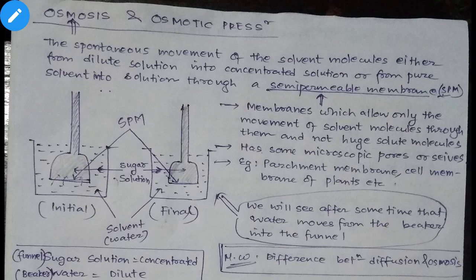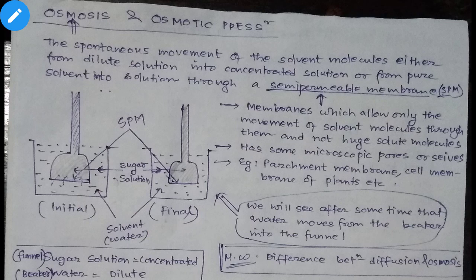Hello, students. So today we are going to start the fourth and last colligative property, which is the osmotic pressure. Before moving to osmotic pressure, first we will try to know what osmosis is.